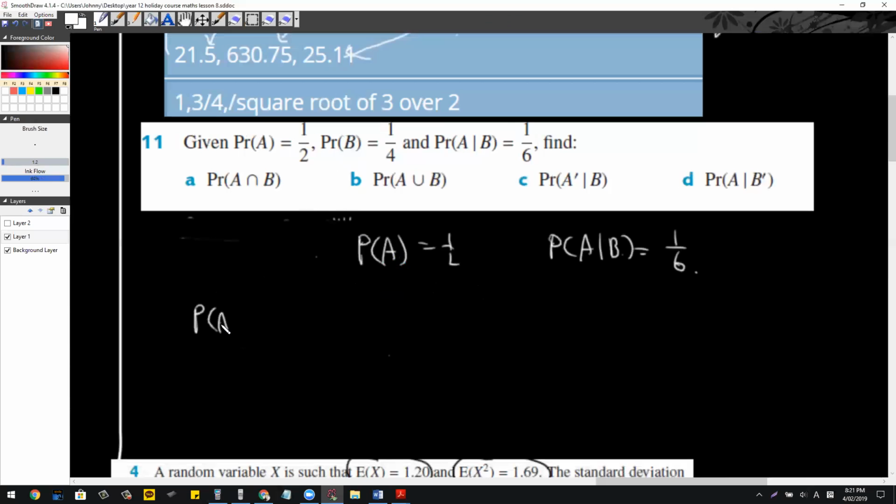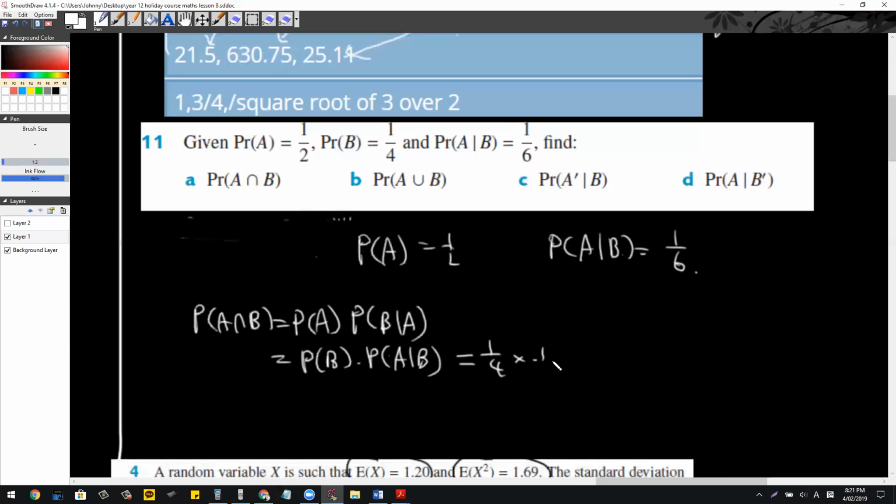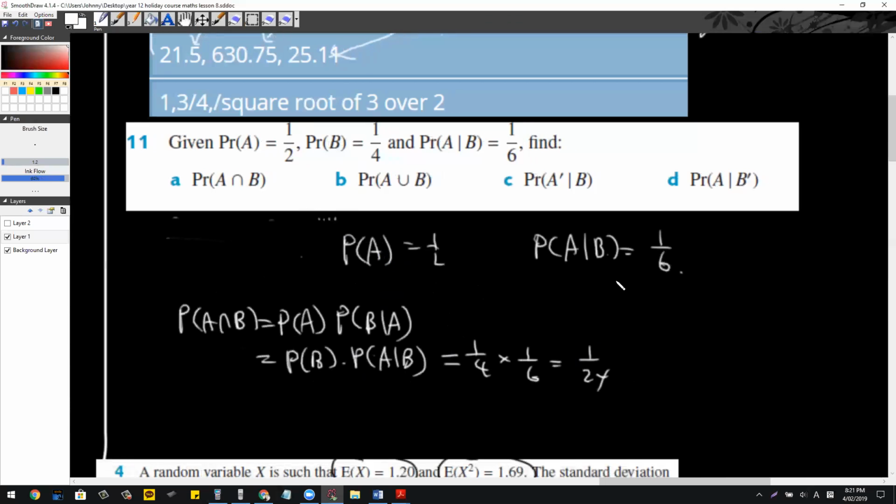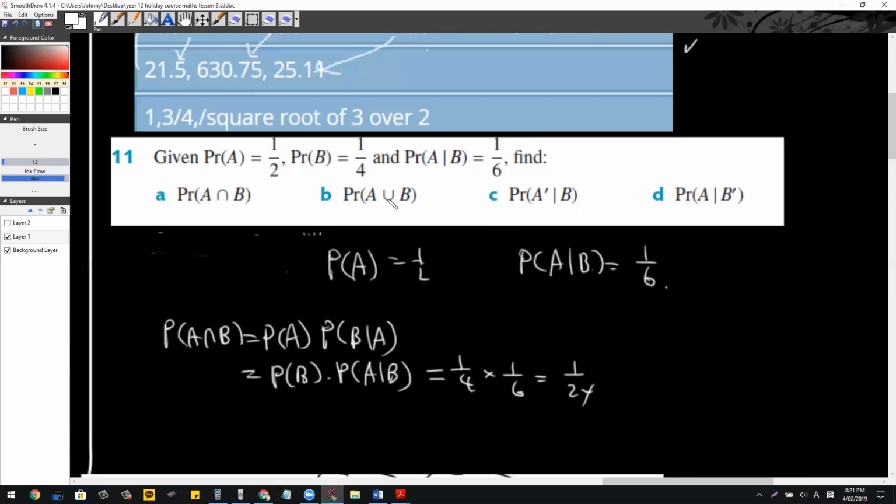So obviously P of A and B is P of A times P of B given A, or it is P of B times P of A given B. So you can use anything you like. We can maybe use this one. That's 1/4 times 1 on 6. So that's equal to 1 on 24. Okay. And what is P of A or B?